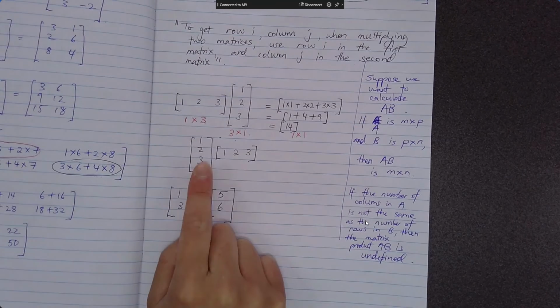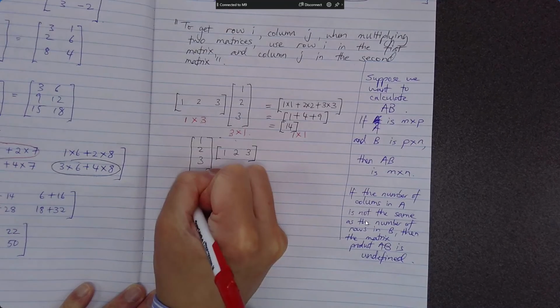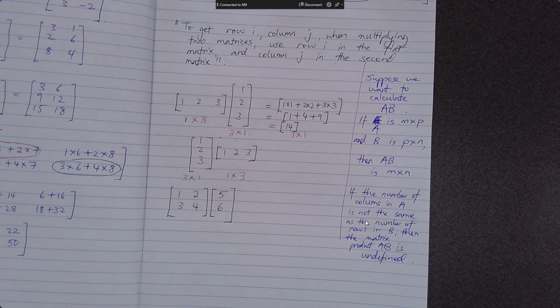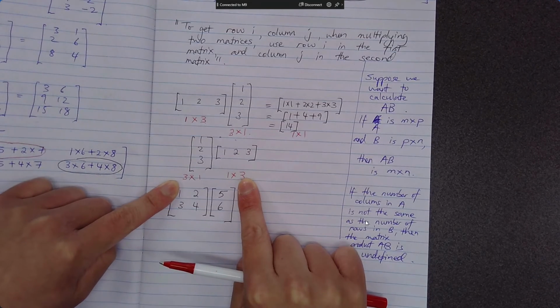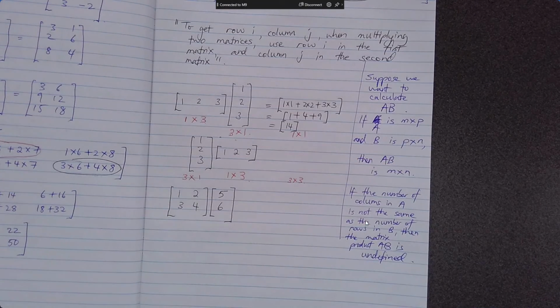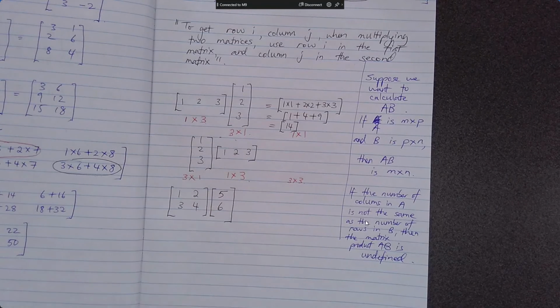Alright, let's look at the second example now. So this time the matrices have just been swapped around. What's the order of my answer going to be this time? No, incorrect. It's going to be 3 times 3. Why? We use the outside numbers. Okay? So notice something very interesting. If I swap the order of two matrices, I might get a different answer.